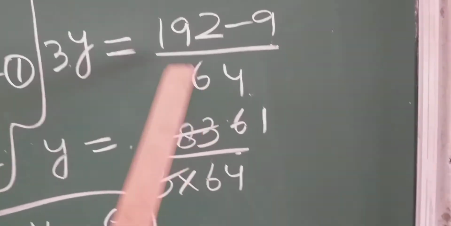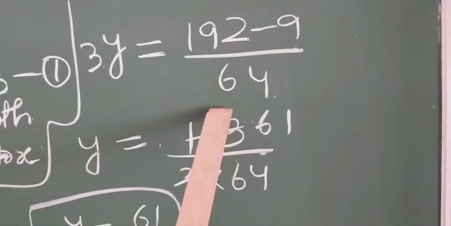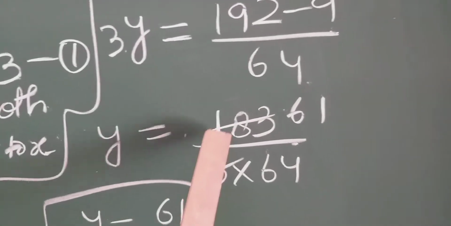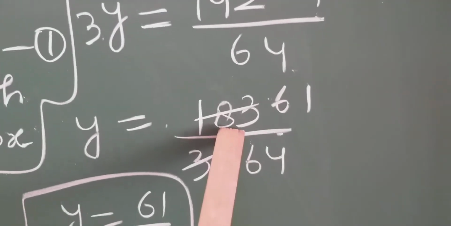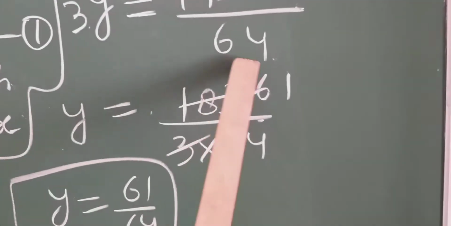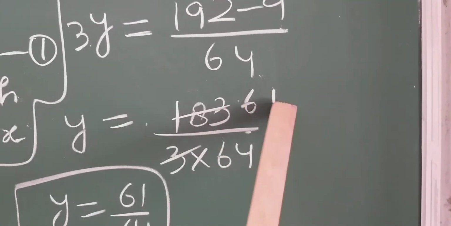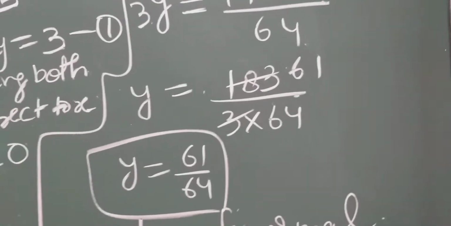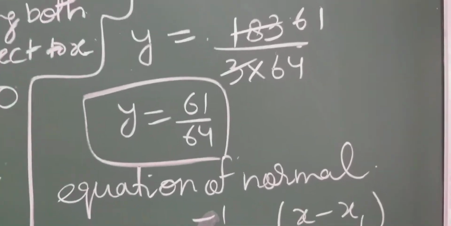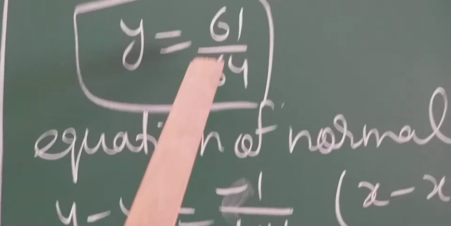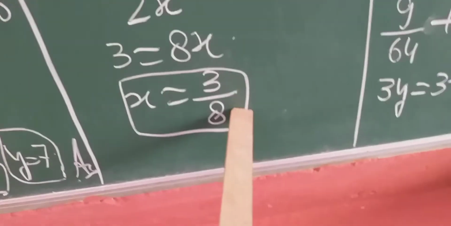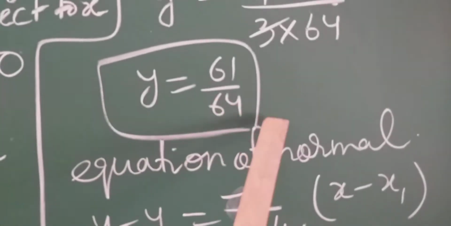64. So 192 minus 9 upon 64. y equals to 183 upon 3 into 64. So 3 6s are 18 and 3 1s are 3. So y equals to 61 upon 64. So student, we have got the point also, the values of x and y. So this value will be supposed as x1 and this will be supposed as y1.